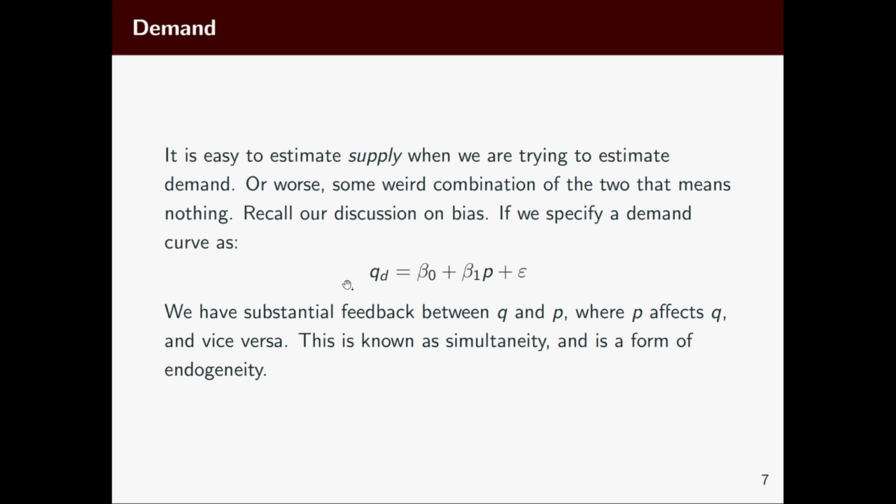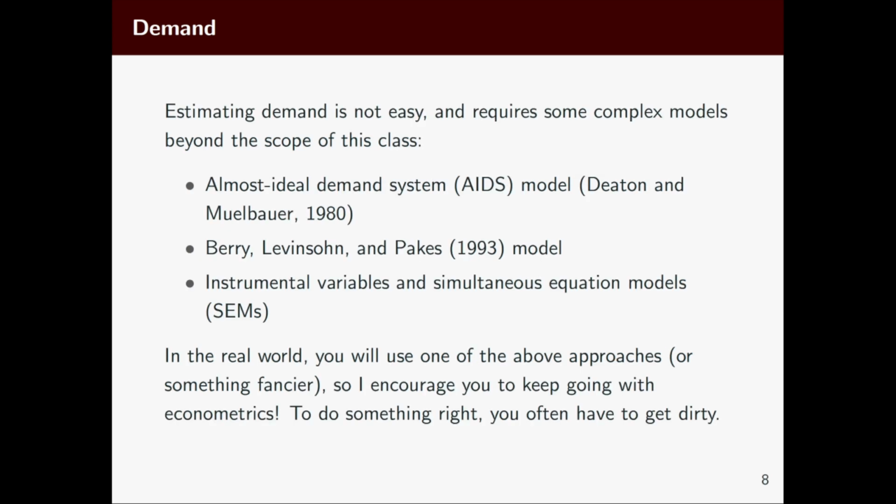And then if we just try and run this single model where each one of these affects the other, our estimate for beta 1 is going to be really biased, and it could be so biased that we end up estimating a supply curve rather than a demand curve. So this is a huge problem. Estimating demand is actually not easy. It seems straightforward, but it requires some pretty complex models.